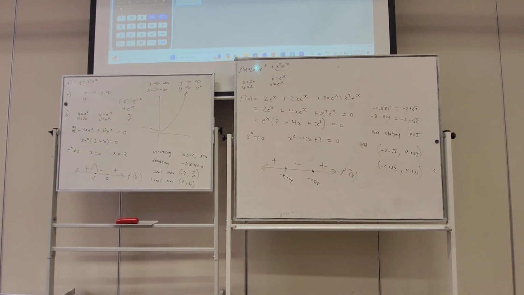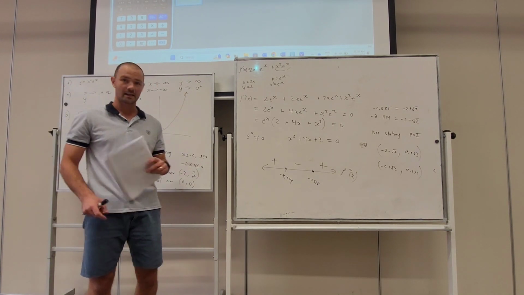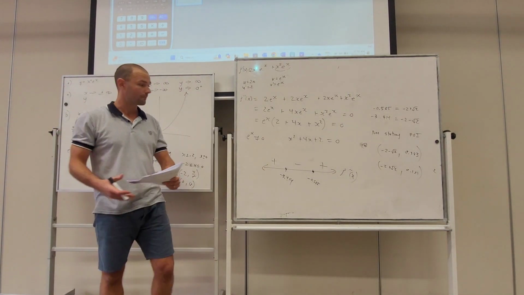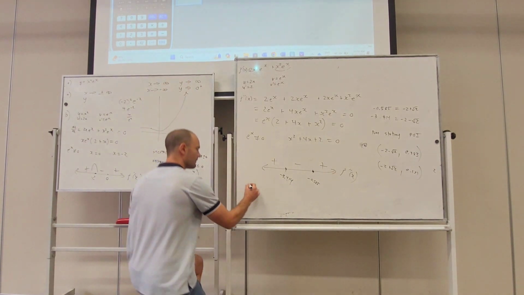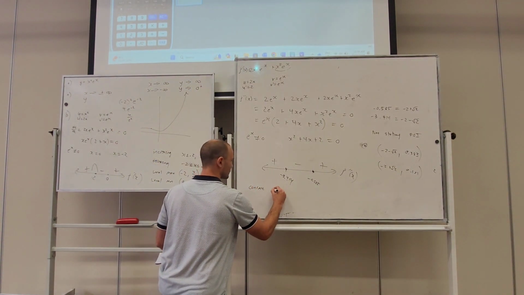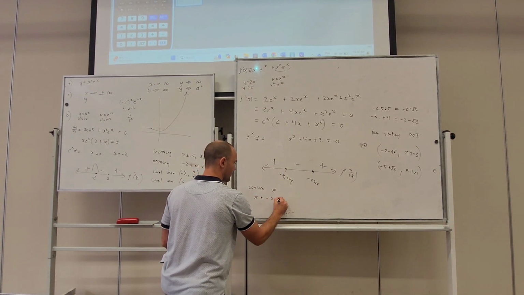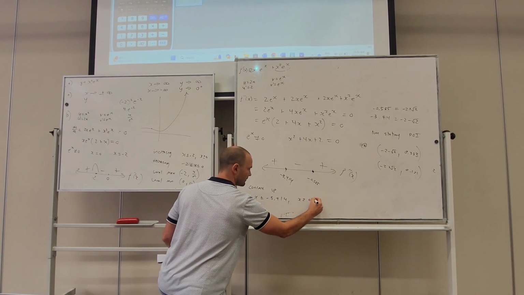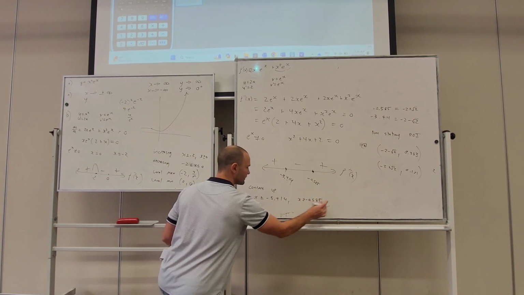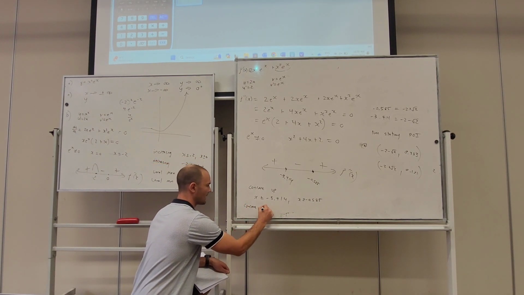And lastly, state intervals where the original function is concave up and concave down. Here, all we're doing is referring to our second derivative sign diagram. We can see concave up for x less than minus 3.414 and greater than 0.585, and concave down in between that interval.